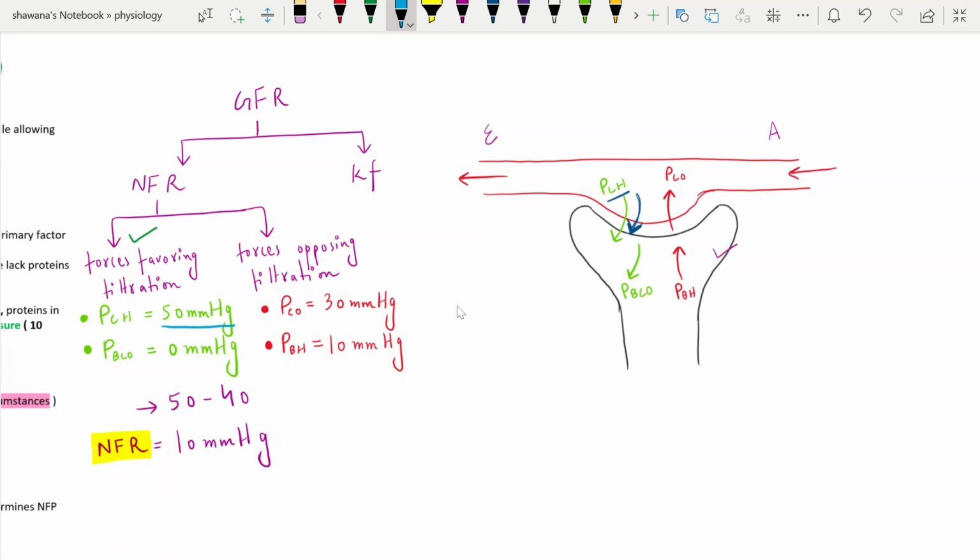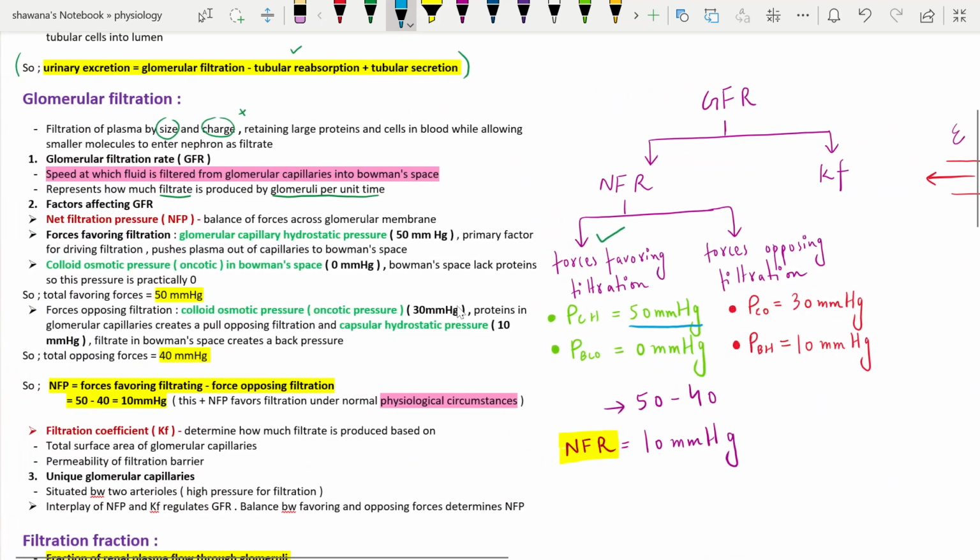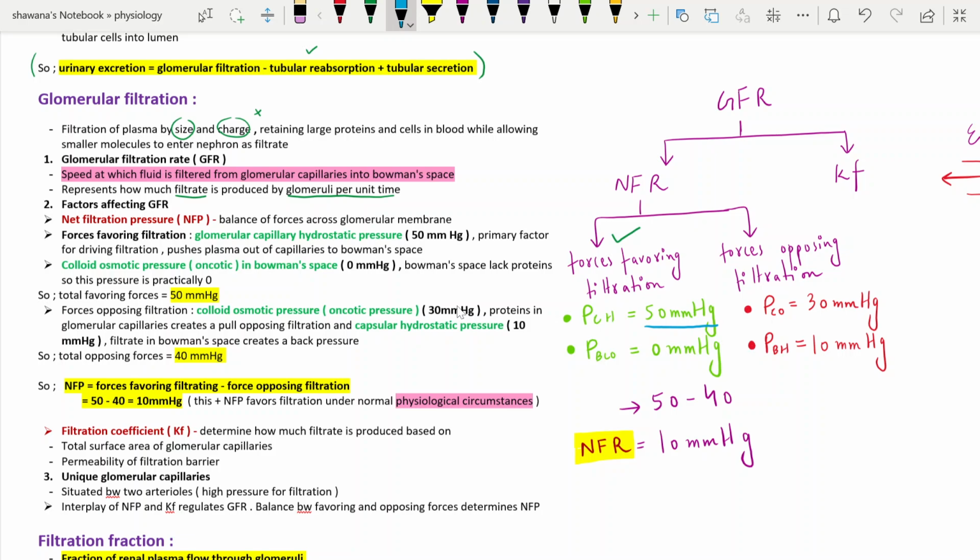After that, there is another force that favors the filtration. It is known as the oncotic pressure of Bowman's space. What is it? The osmotic or oncotic pressure in the Bowman's space is due to the proteins.